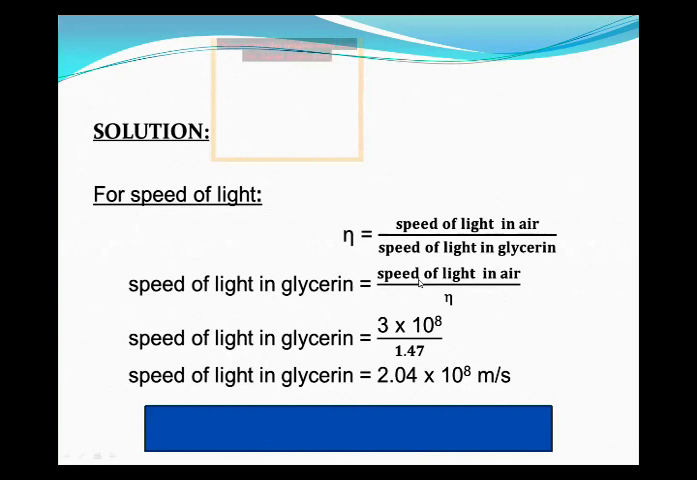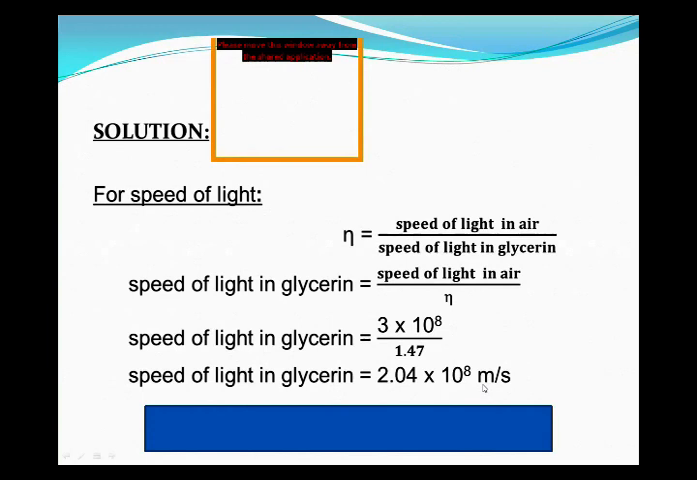Now after that we are computing their value. So speed of light in glycerine is equal to 3 multiplied by 10 raised to the power 8, which is the speed of light in air, divided by the refractive index of glycerine. So 1.47 is the refractive index of glycerine. Now to simplify it, we will divide 3 by 1.47. Then we are getting 2.04 multiplied by 10 raised to the power 8 meter per second.